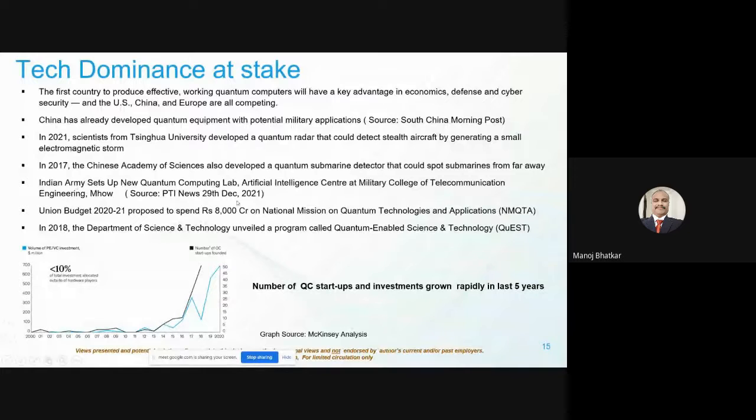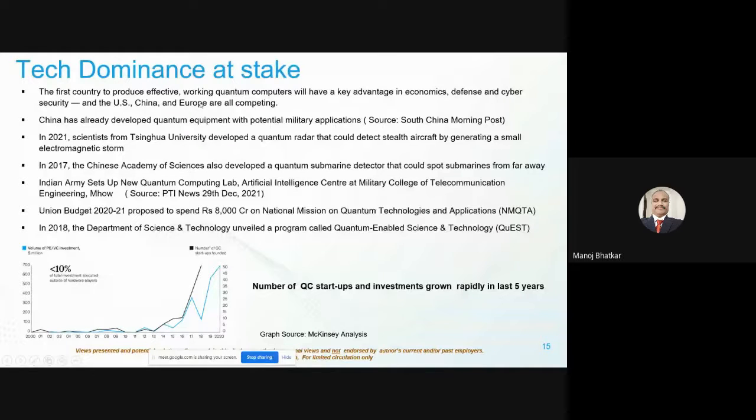The Indian Army on 29th of December declared that they have set up a new quantum computing lab and Artificial Intelligence Center of Excellence at the Military College of Telecommunication at Mhow near Indore. And Union Budget 2021 has proposed 8,000 crore on a national mission for quantum technologies and applications, NMQTA. So we are also not behind, but we are probably not at the same scale that the US, China, and Europe are pumping into this technology.